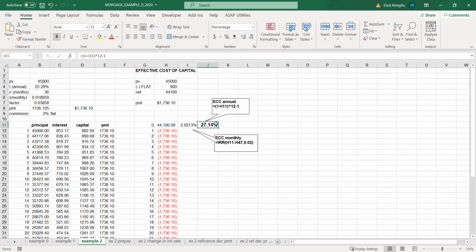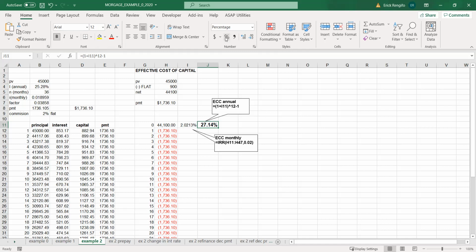If you analyze this one here, you're not talking about 25.28%, you're talking about 27.14%. That is basically 2% above that. Right? So that's the way, guys, in which you can understand what your effective cost of capital is. Got it?